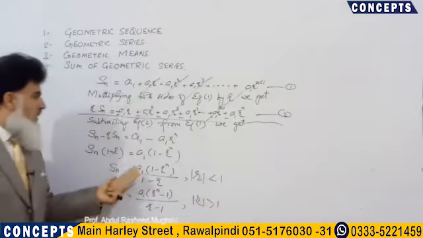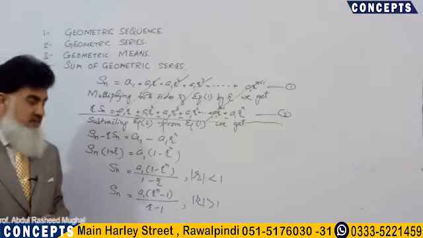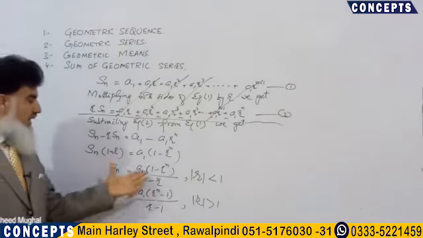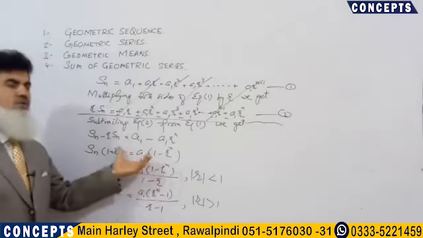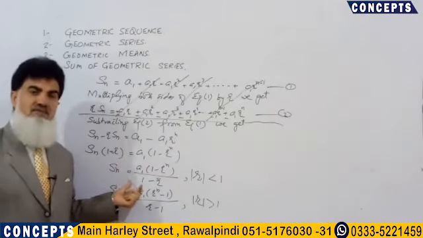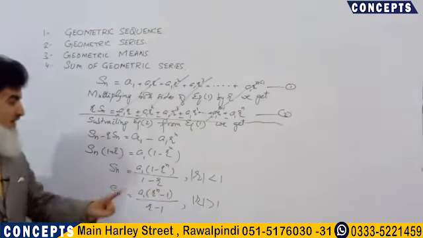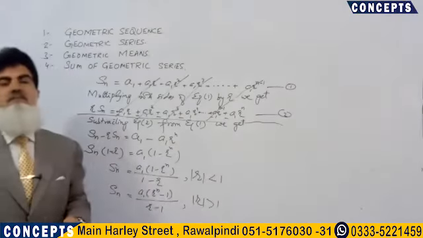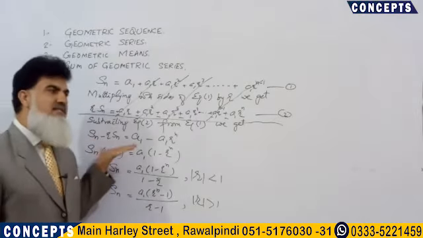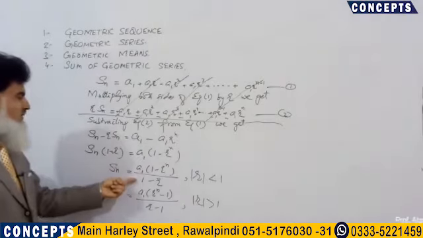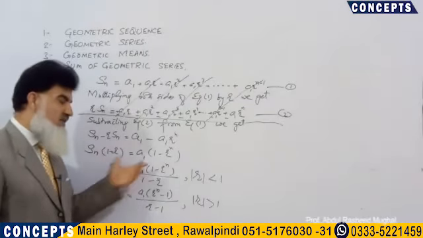Dear students, this is the formula to find the sum of a geometric series. I have changed this by taking the minus sign common from the numerator as well as from the denominator, which cancels, and you will get a1 (r to the power n minus 1) over (r minus 1), provided r is less than 1. If r is less than 1, obviously the series is a decreasing sequence, and this formula will be used to find the sum of a decreasing geometric series.